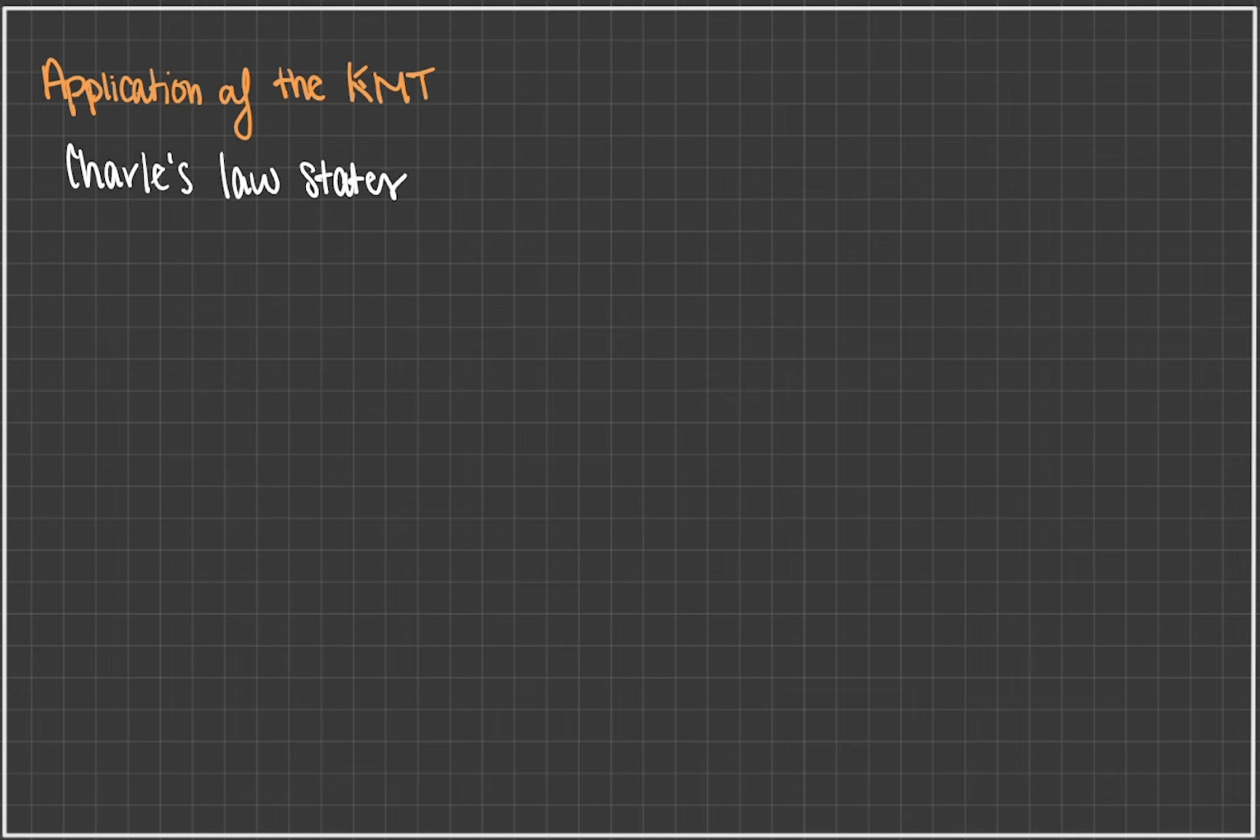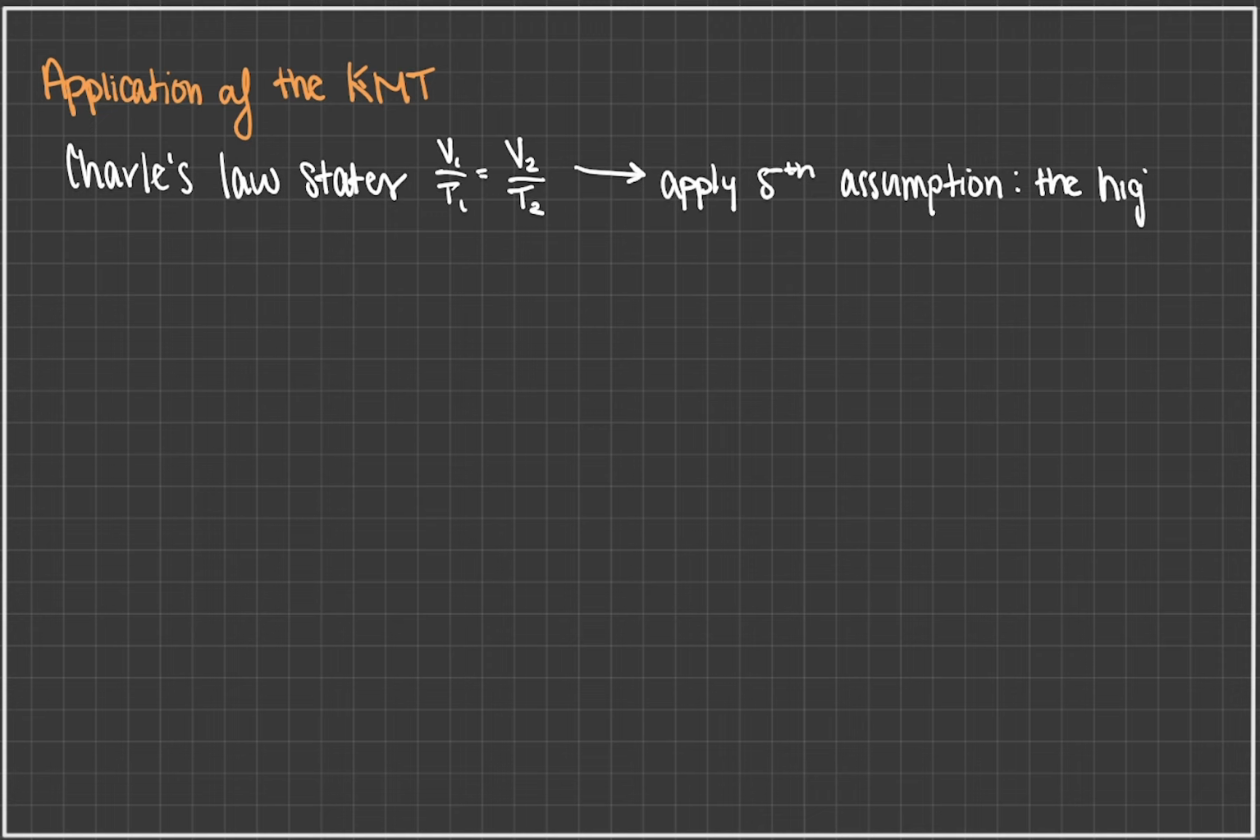We're going to move on to the application of the kinetic molecular theory. One of the laws I want to bring to attention is Charles' law, which states that V1 over T1 equals V2 over T2. This applies to the fifth assumption we just went over: the higher the temperature is, the more the particles hit the edges of the container, so that increases the volume. They're directly proportional to each other, so a higher temperature equals a higher volume.